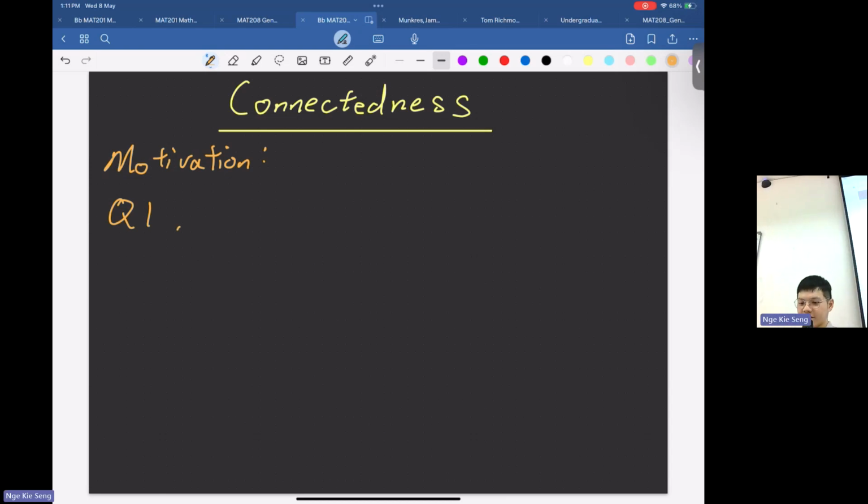Okay, all right, so let's start. Connectedness first, and then we'll talk about compactness. What is connectedness? I talked about this nomenclature with MA1 this morning. Why do we use the word connectedness? Why don't we use a different word?